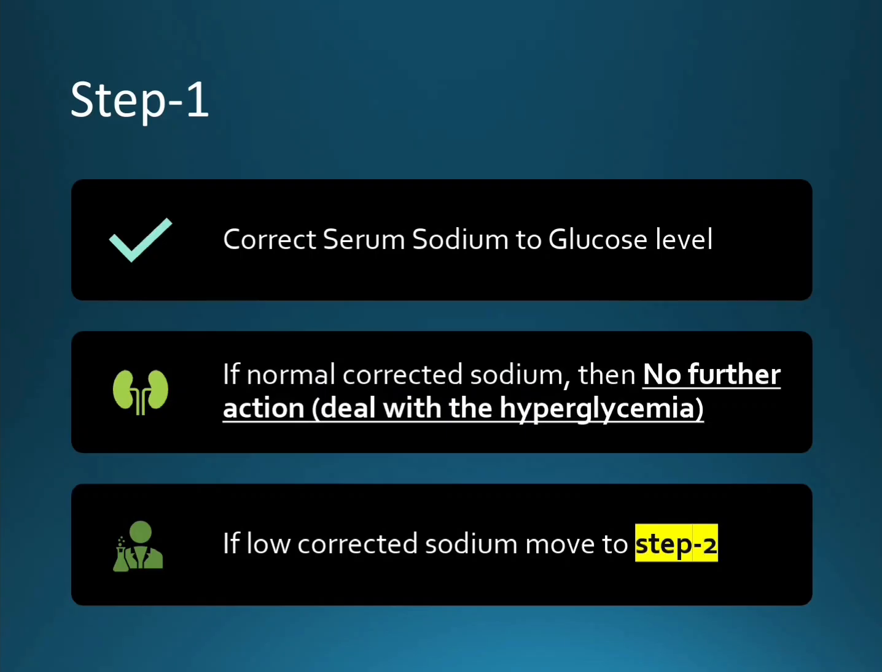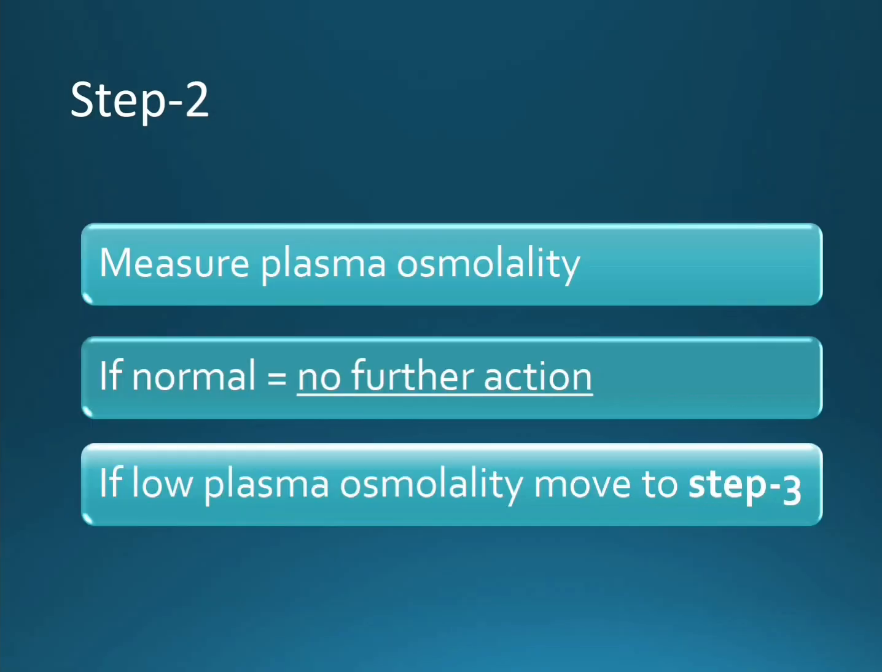But if the corrected sodium level is low, then you have to move to step 2. Step 2, measure the plasma osmolality. If it's normal, then it's not a hypotonic hyponatremia, so no further action is required at this juncture.